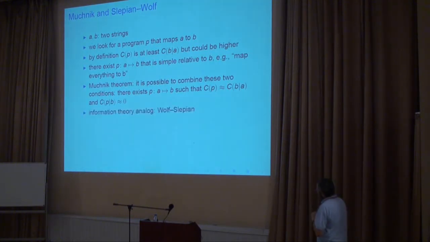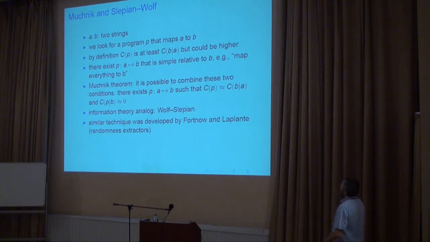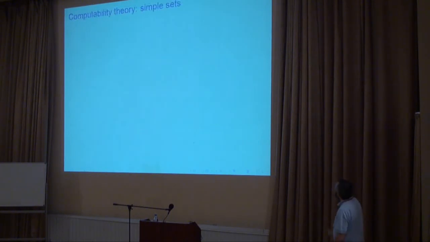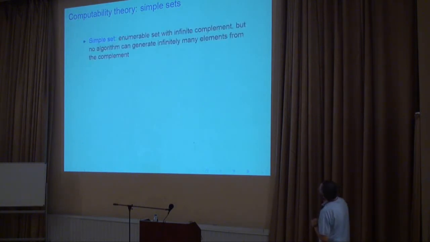What is interesting is that there is an information theory analog, the Wolf-Slepian theorem, and they seem to be quite independent. Also, a similar technique was developed, not by Muchnik but for different purposes, by Fortnow and Laplante, and they used a randomness extractor instead of expanders like Muchnik. And then yesterday we heard how to use explicit extractors and de-randomization to get space-bounded versions of this.